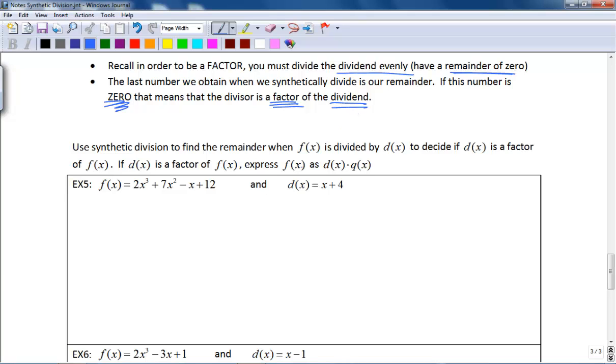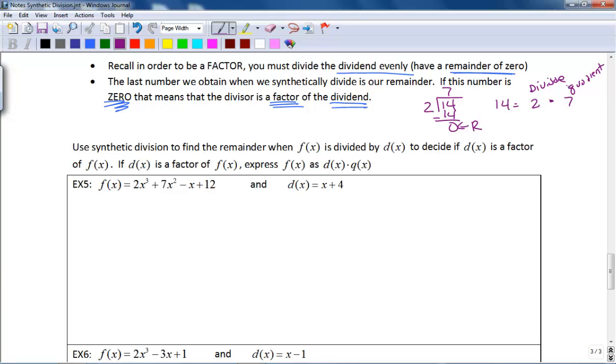Before I get to the next two examples, let's talk about what this means. So for example, let's say that I divide 2 into 14. So 2 is the divisor, 14 is my dividend. Well, 2 goes into 14 7 times, and I have a remainder of 0. Because the remainder is 0, we say that 2 is a factor of 14. That means that we could rewrite 14 as that divisor times the quotient. And that makes sense to us because we know that 2 times 7 is 14. Divisor times the quotient.